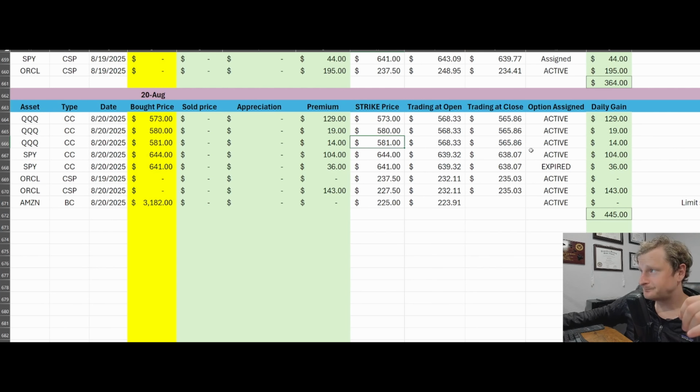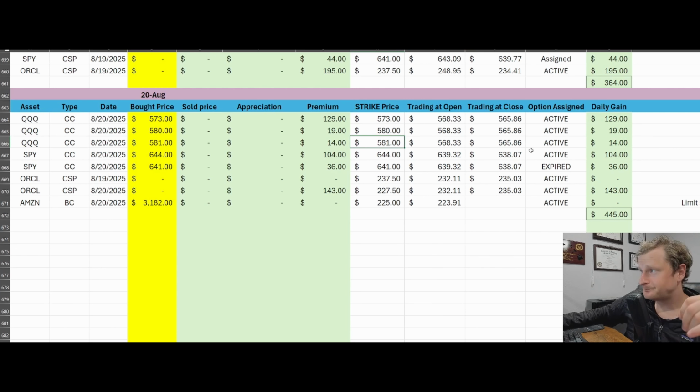So for the SPY, it held its value a little bit better than the QQQ. That's currently active. Yep, bagged that $104. And then for my 641 strike price, I actually did run a daily on this one. My buying price was close enough to where the market opened up, and then I was able to make a decent amount of premium. Like I said, market opened at that 639.32, chose a 641 strike price, bagged in $36.